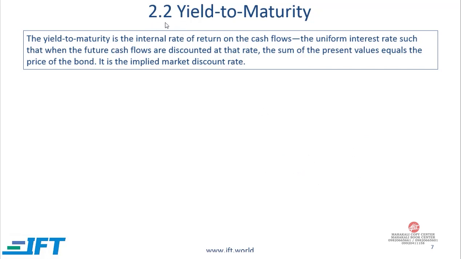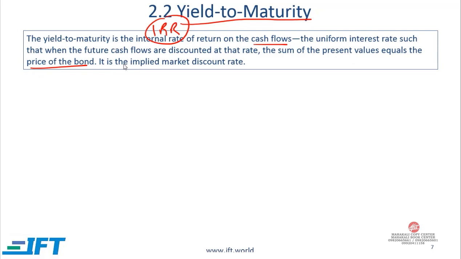Section 2.2 deals with the concept of yield to maturity. The yield to maturity is the internal rate of return, or the IRR, and we've seen this in quant and in corporate finance. So the YTM is the internal rate of return on the cash flows. It is the uniform interest rate such that when the future cash flows are discounted at that rate, the sum of the present values equals the price of the bond. This is simply the definition of IRR.